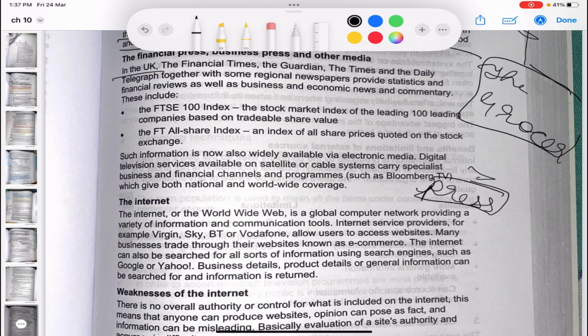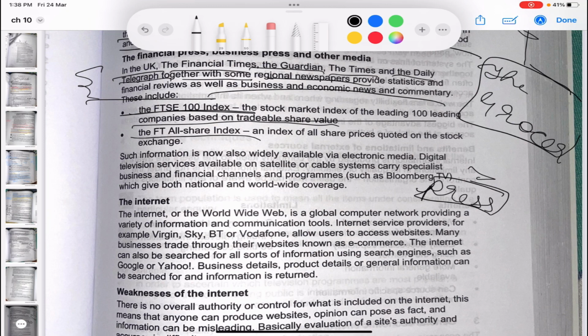Okay. In the UK, the Financial Times, the Guardian, the Times, and the Daily Telegraph, together with some regional newspapers, provide statistics and financial reviews as well as business and economic news. Okay? The FTSE 100 Index, the stock market index of the leading 100 companies. The FT All Share Index. So, these are the indices which are there, right? Like in India, we have the Nifty 50 index, we have the Bank Nifty index. So, like that, the indices which are present in the UK stock market are given below.